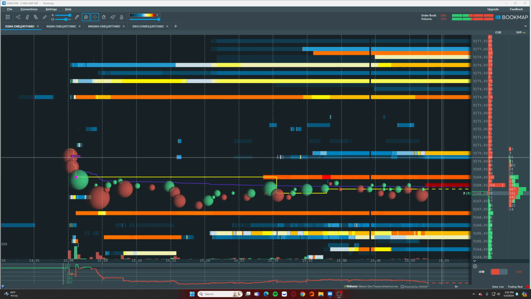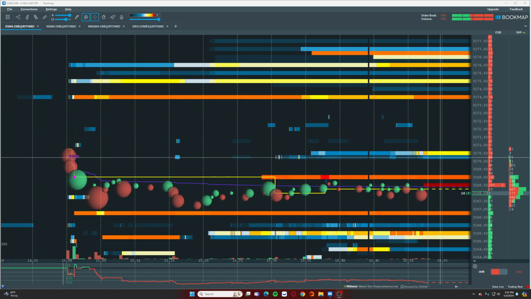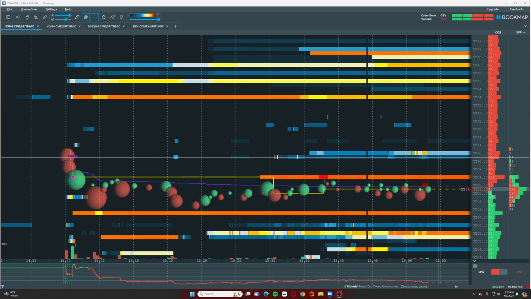VWAP, what I've noticed is whenever price is overextended and we come and touch VWAP, we typically tend to bounce. So that actually happened today during our shorts at 5280. So we shorted 5280. VWAP was at 5274. If you go back to the chart, you can see we tapped 5274 and we bounced.